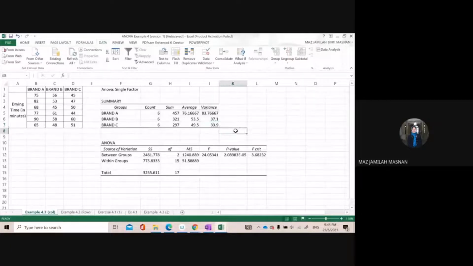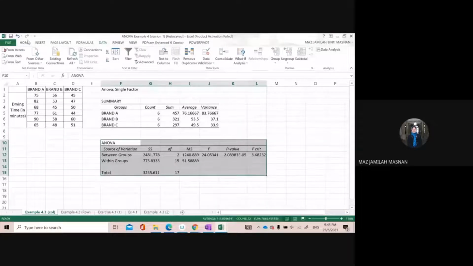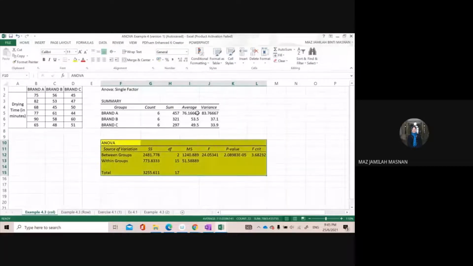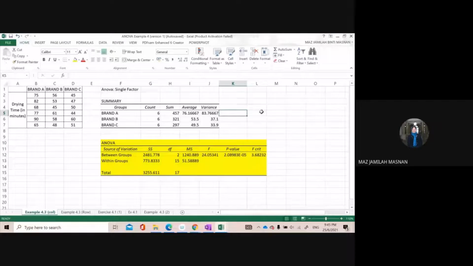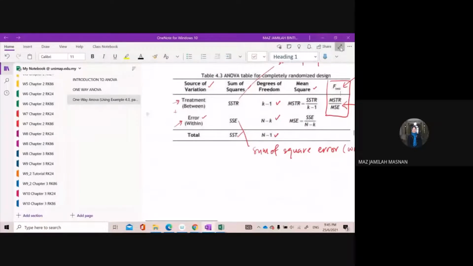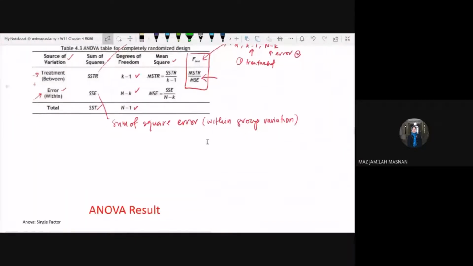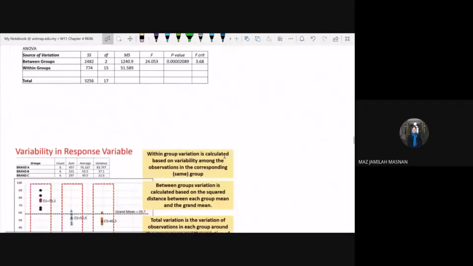But what is more important is your ANOVA table. This is the one that you need to use in order to make the decision whether you will reject or fail to reject. Okay, so this will be the table. So let me bring you back to the slide that I have shared just now, since I have saved it for you.